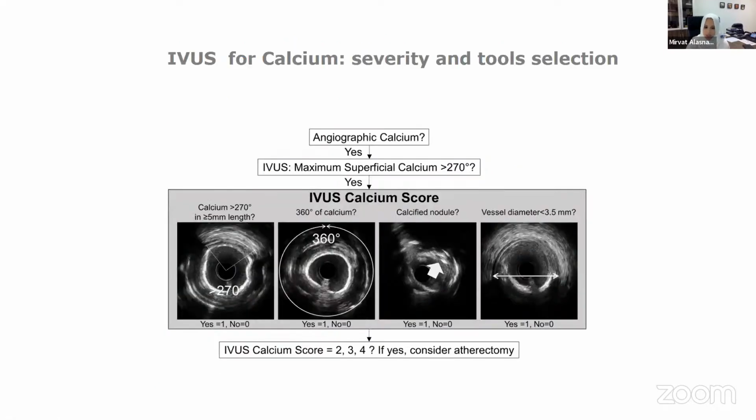So for intravascular ultrasound, it's still very similar, but you do need to train your eye again. So once again, if you look at this initial image, you look at 270 degrees. And so you want to look at the degree of calcium. And again, you see a lot of bright calcium, and then below it, there's shadowing. When you see shadowing, you know that that's calcium. As opposed to 360 degrees, as opposed to a nodule that's encroaching, and then something that's impacting the vessel. And so this is another published scoring system based on intravascular ultrasound. And if you start to get a higher score, you consider atherectomy in those patients.